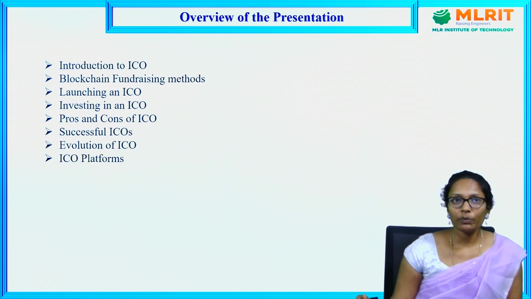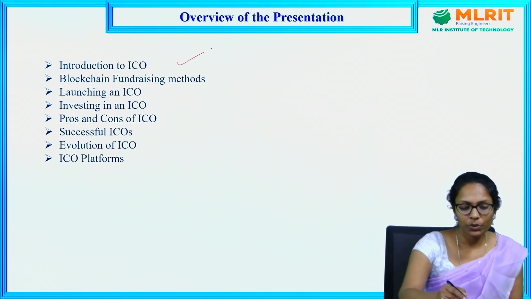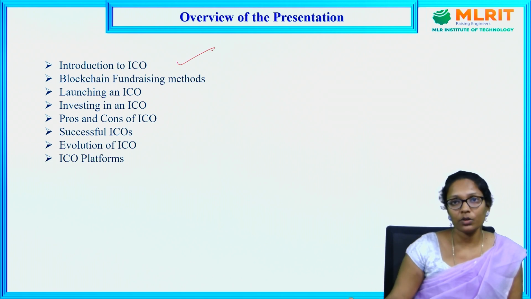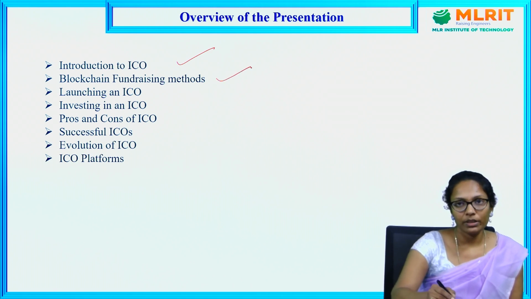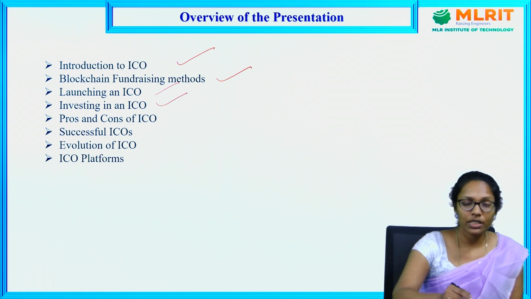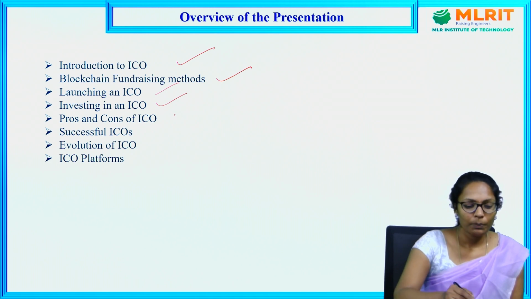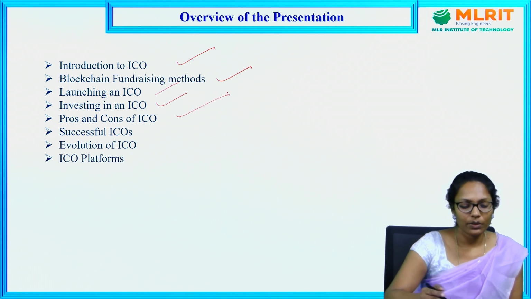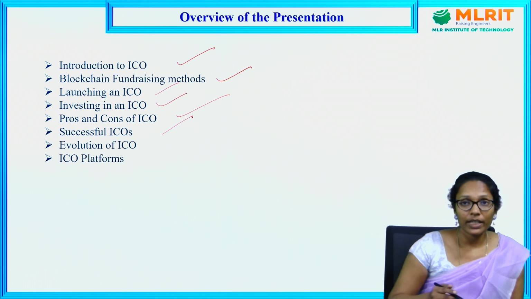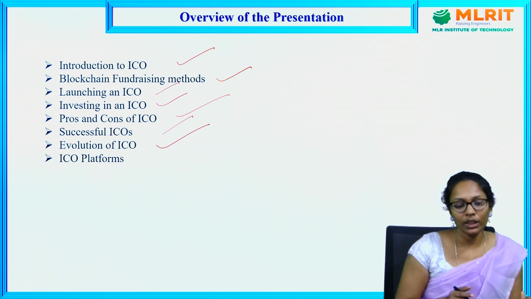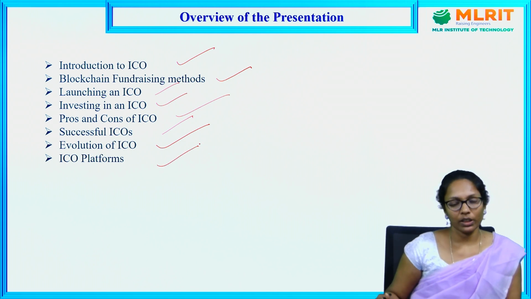So the overview of this presentation covers: introduction to ICO, what is ICO and what are the policies of ICO; blockchain fundraising methods, the different methods we have; launching an ICO, and what precautions we need to follow before launching; investing in an ICO, and what mechanisms I need to follow if I want to invest; pros and cons of ICO, the advantages and disadvantages; the successful ICOs existing till now; and the evolution of ICO, how it has evolved and the different ICO platforms we are using.